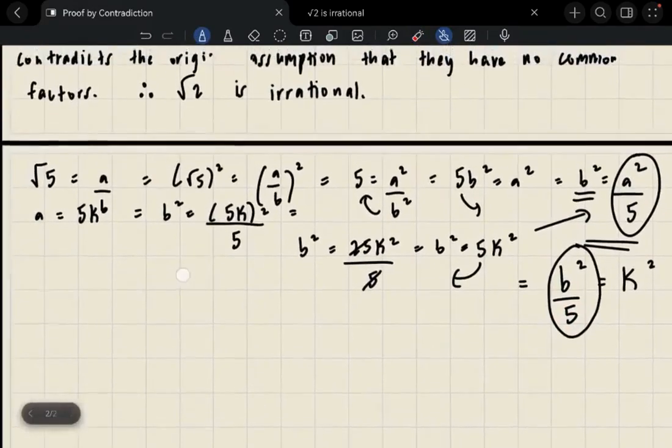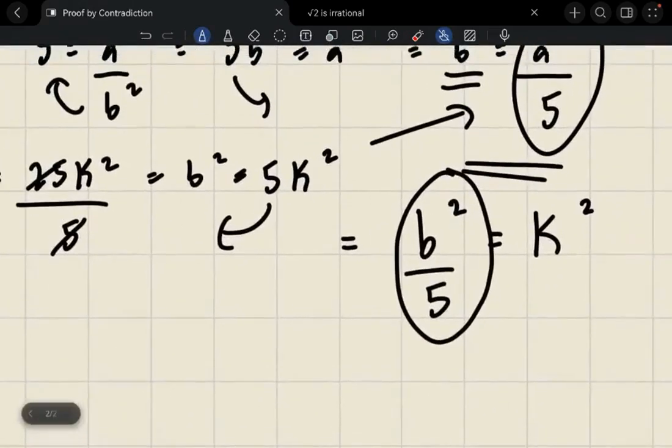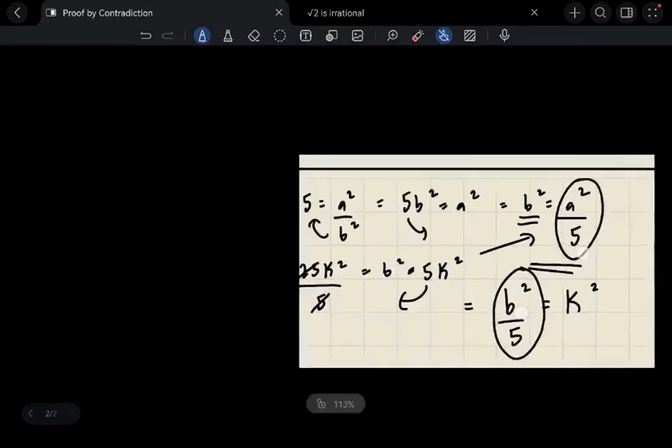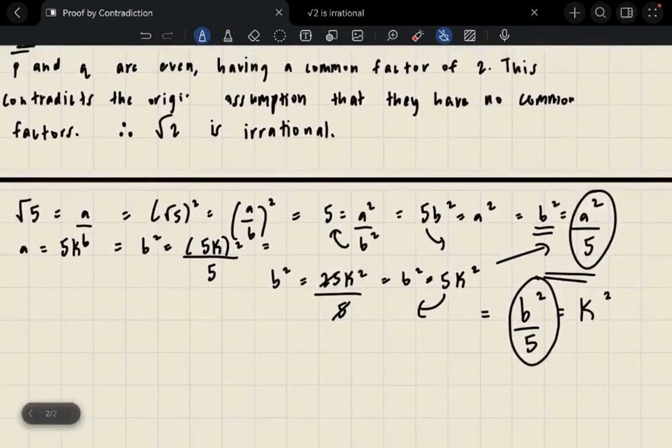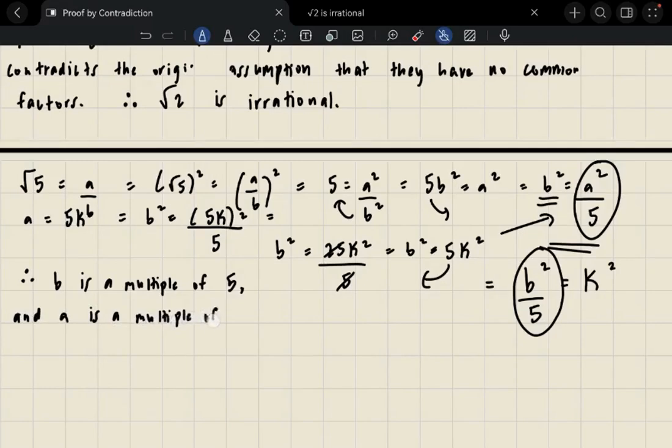So I don't have to rewrite at this point. We understand that b is also supposed to be a multiple of 5 since we already wrote it down for a. So I reached my conclusion, actually, that b is a multiple of 5, and a is a multiple of 5.